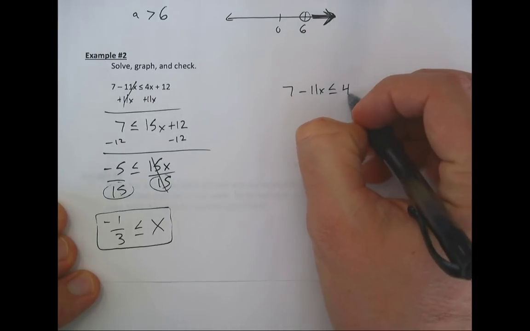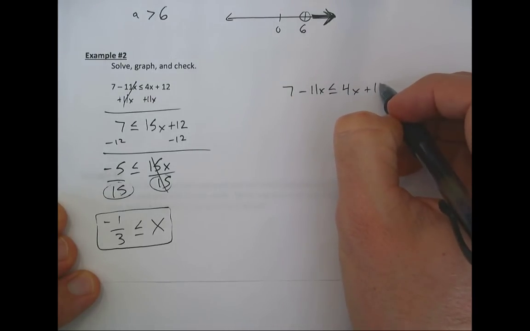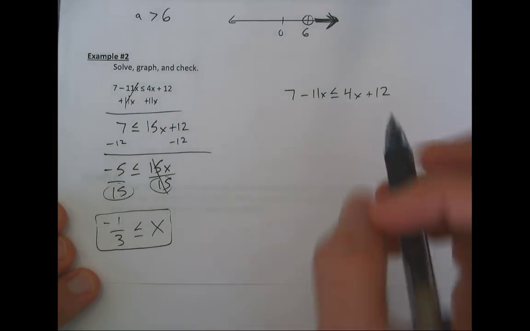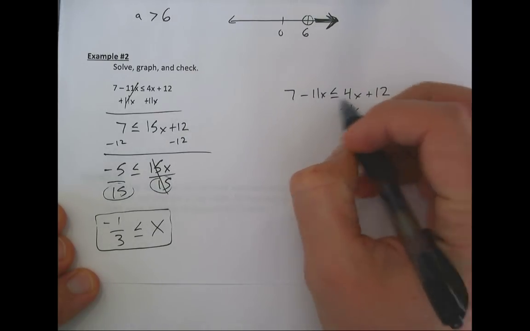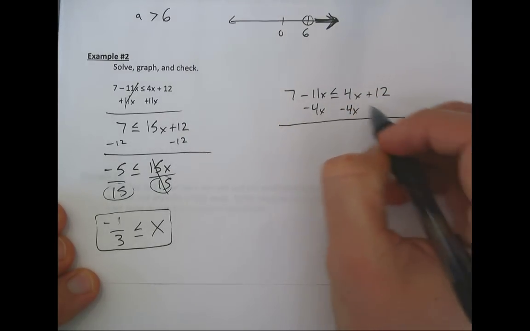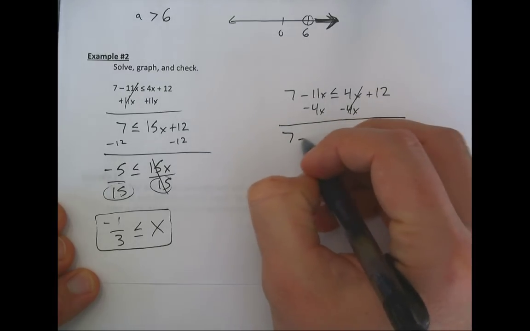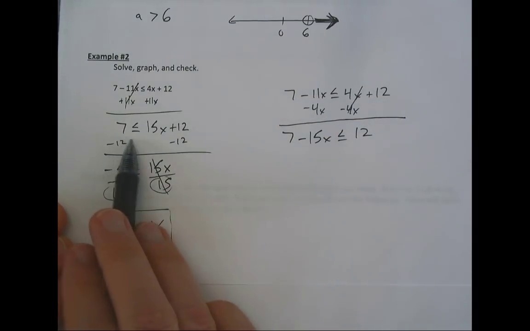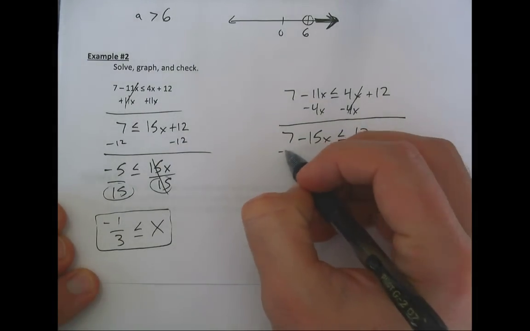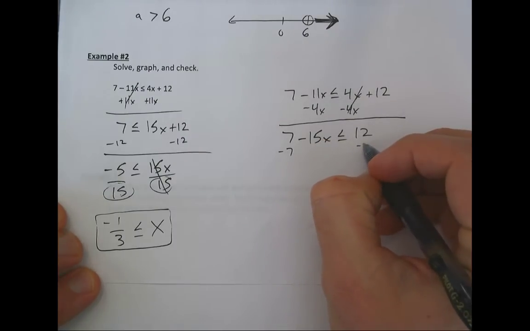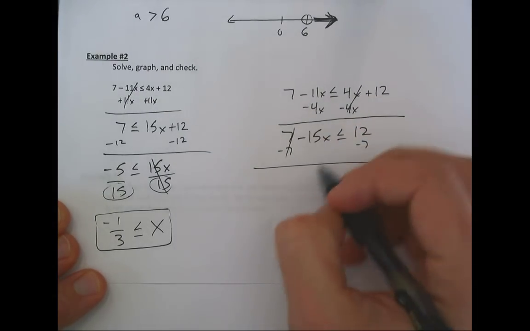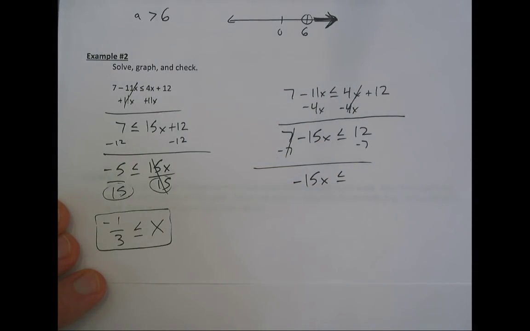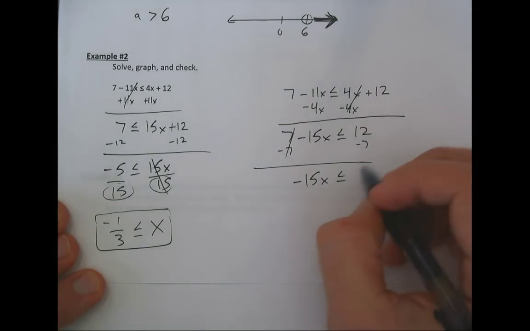what happens if you decide to get rid of the bigger of the two coefficients. So what if we decided to get rid of the 4 for whatever reason, and we want to minus 4x? Okay, it's going to go away here. We're going to get 7 minus 15x and 12. You can see the similarities here. We're going to minus 7 now because we're trying to get rid of that x. And so we bring down, we have a negative 15x. We haven't multiplied or divided by any negatives yet, so we're not flipping anything. And we're going to get 5.